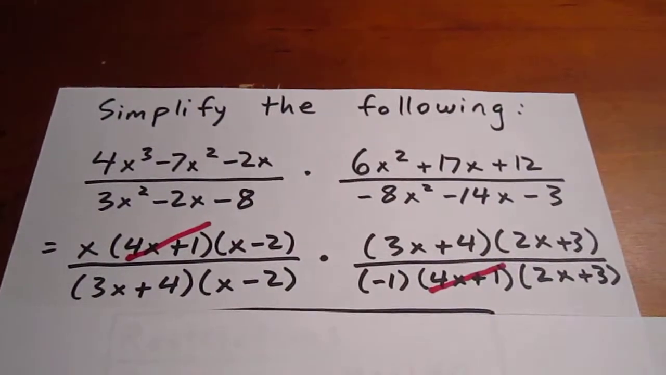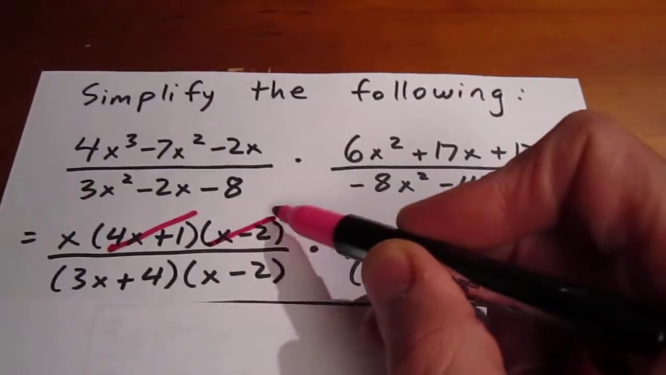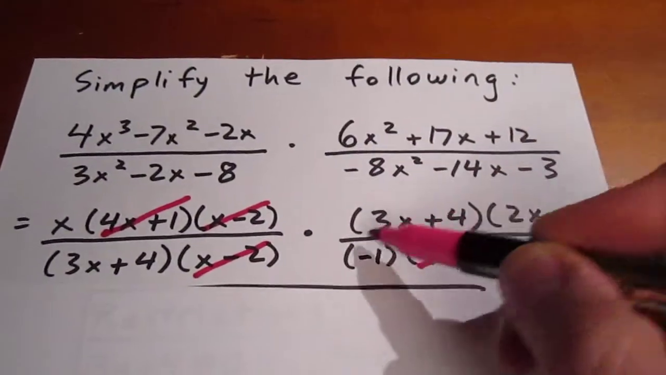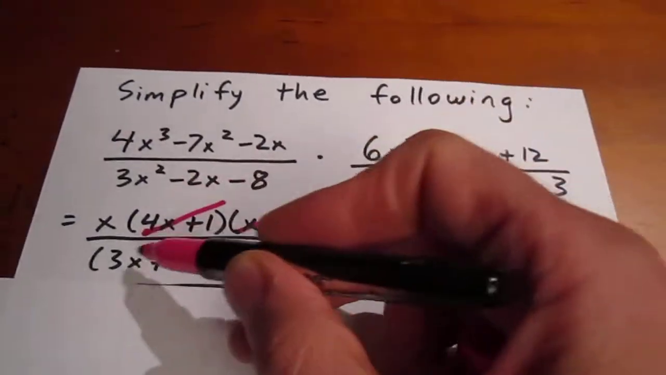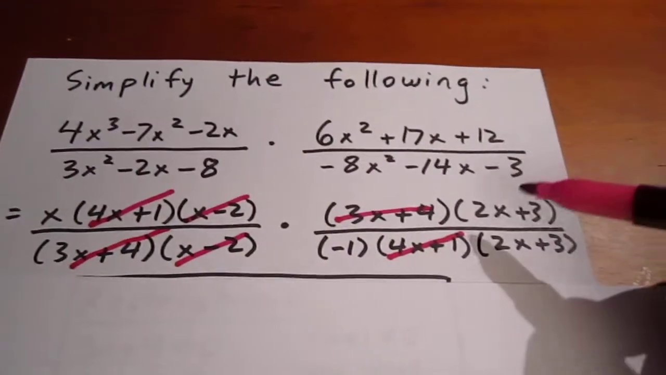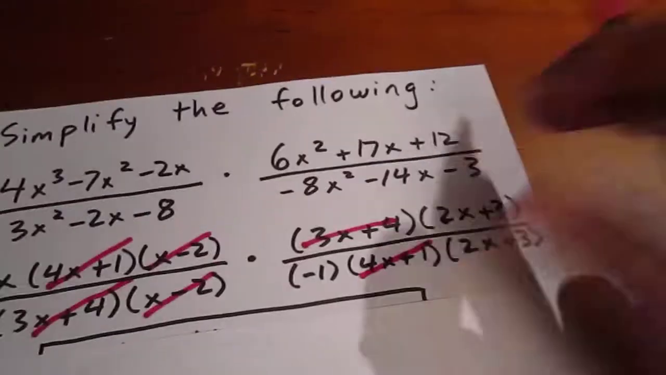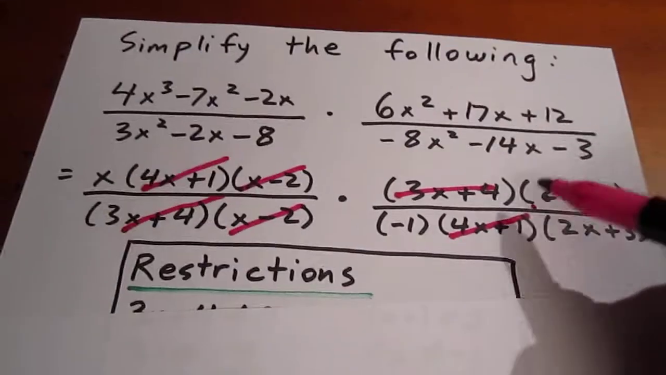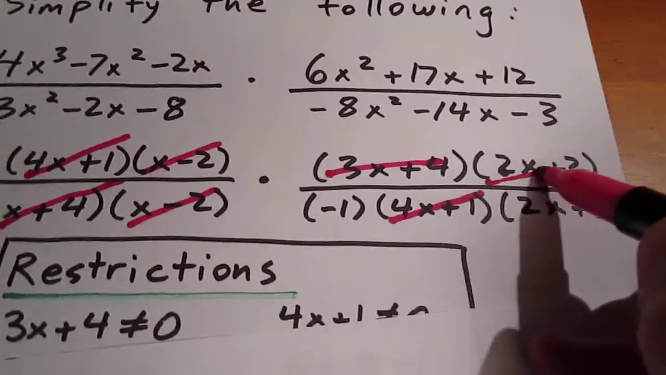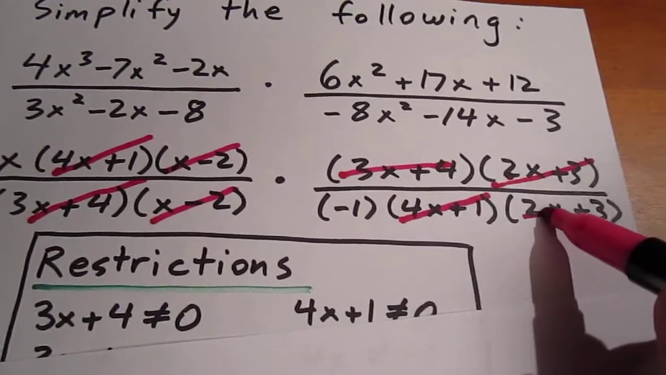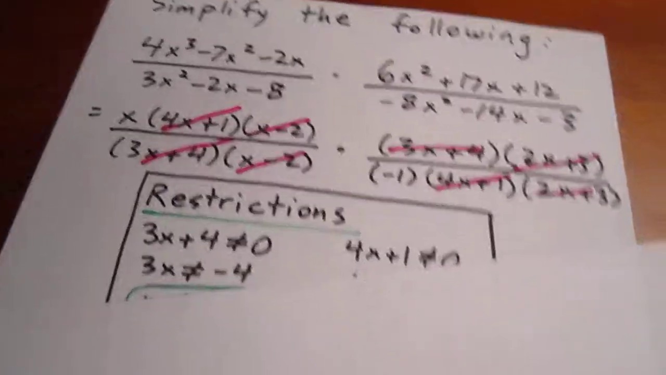Okay. So x minus 2 also cancels out. 3x plus 4 cancels out. And 2x plus 3 cancels out. And it's important to note that each time we cancel out like this, what we're doing is dividing. And since we're dividing, we're leaving behind a quantity of 1.